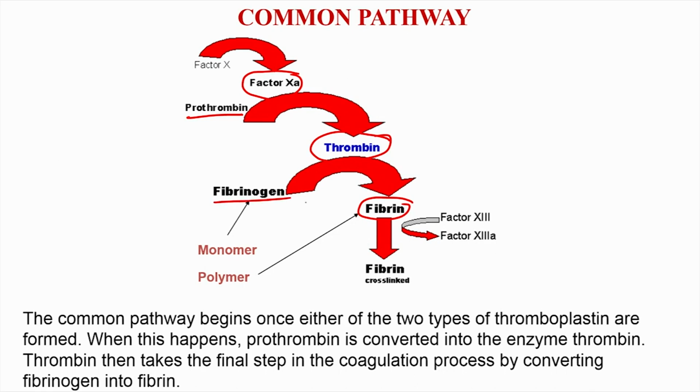Fibrinogen is a monomer. Thrombin itself is an enzyme which is essentially causing polymerization of fibrinogen, producing long fibers of fibrin, which will then use some more serum proteins to get cross linked as well. So, at the end of all of these steps, you will have a fibrin that has been cross linked.